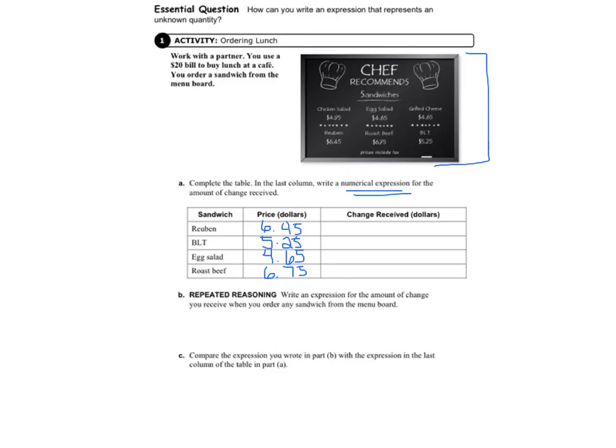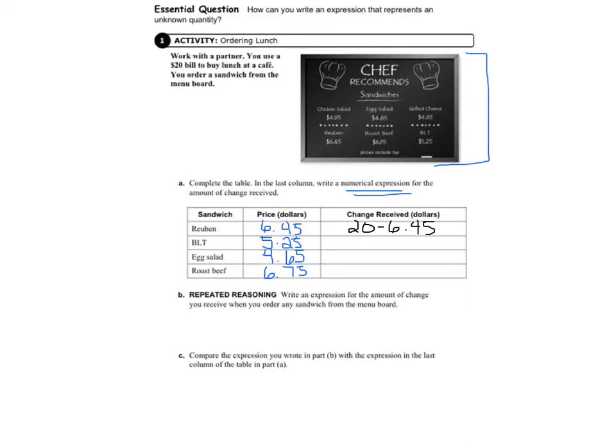Now it asks us for the change we received, also in dollars. So in each instance, we're going to write the numerical expression. Now this is different from an algebraic expression because it doesn't have any variables in it. It's just numbers. So let's go ahead and write that in the last column. So if we ordered a Reuben, we would get $20 minus $6.45 back because we pay with a $20 bill.